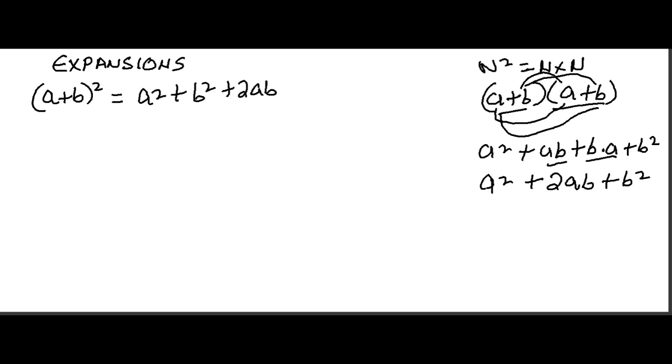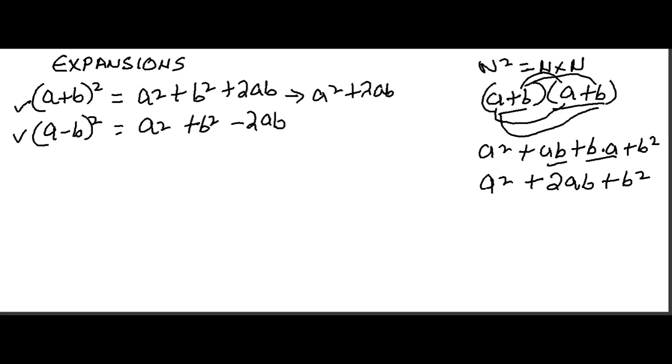Here I'm not going to work out each of these, we will just take the formula straight away. Next we have to know (a minus b) whole square. If you compare this and this, the only difference will be in the sign. So this is a square plus b square minus 2ab. Both of these you can also write this way: a square plus 2ab plus b square is the same, the order is not a problem.